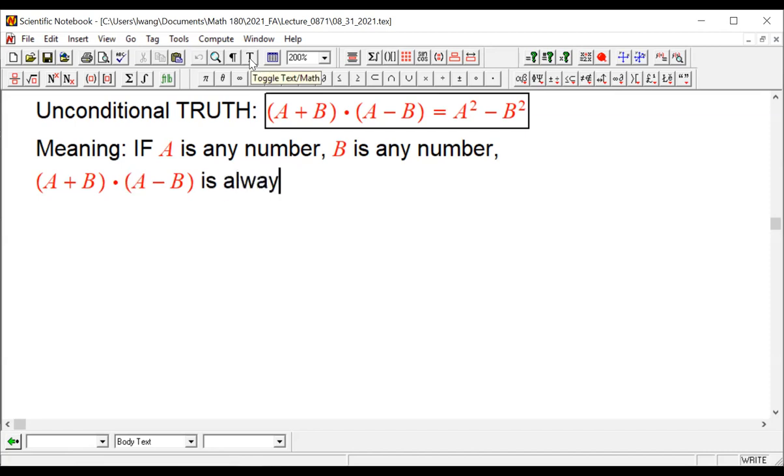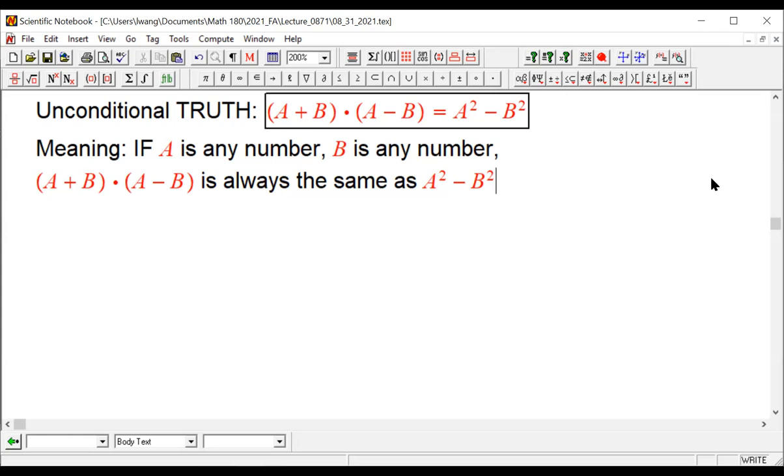a plus b times a minus b is always the same as a squared minus b squared. No matter what number you put in, this is going to be a true statement. And how long is this going to be true? It's going to be true forever. It has been true for the previous 5,000 years, or 10 million years, I don't know how many years.